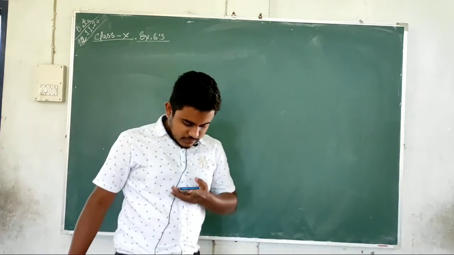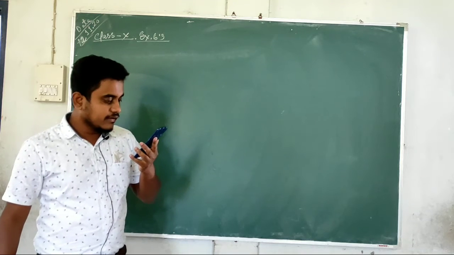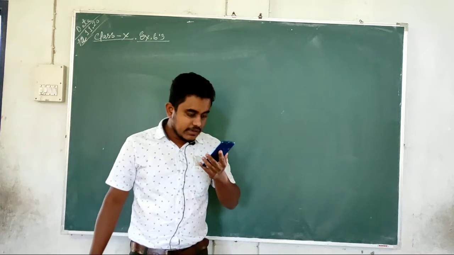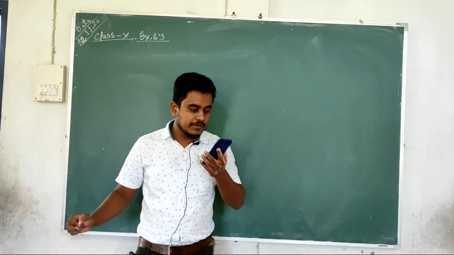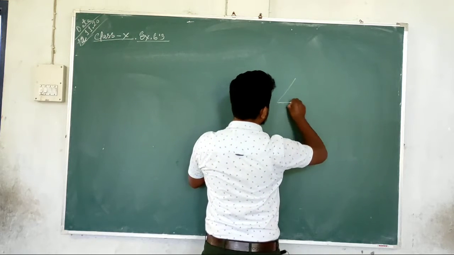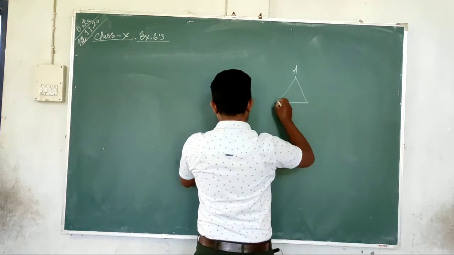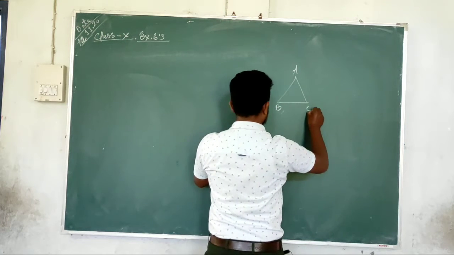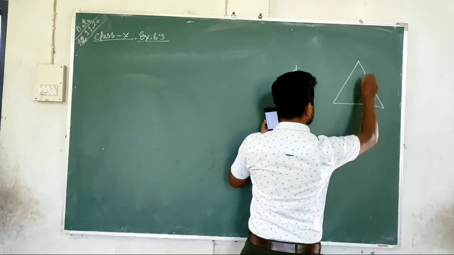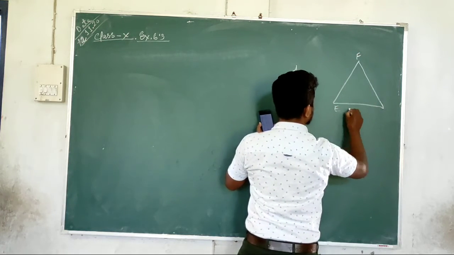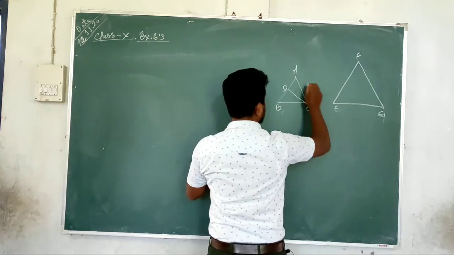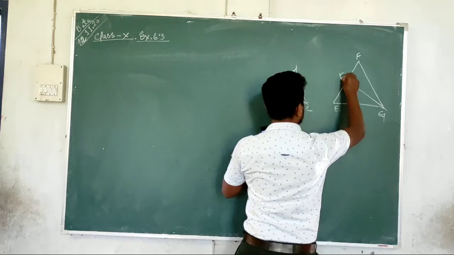So in question number 10, given that CD and GH are respectively the bisectors of angles ACB and EGF, such that D and H lie on AB and FE of triangles ABC and EFG respectively. That means there are two triangles. This one is ABC and next one is FEG. And CD and GH are bisectors. So this one is CD, this one is GH.